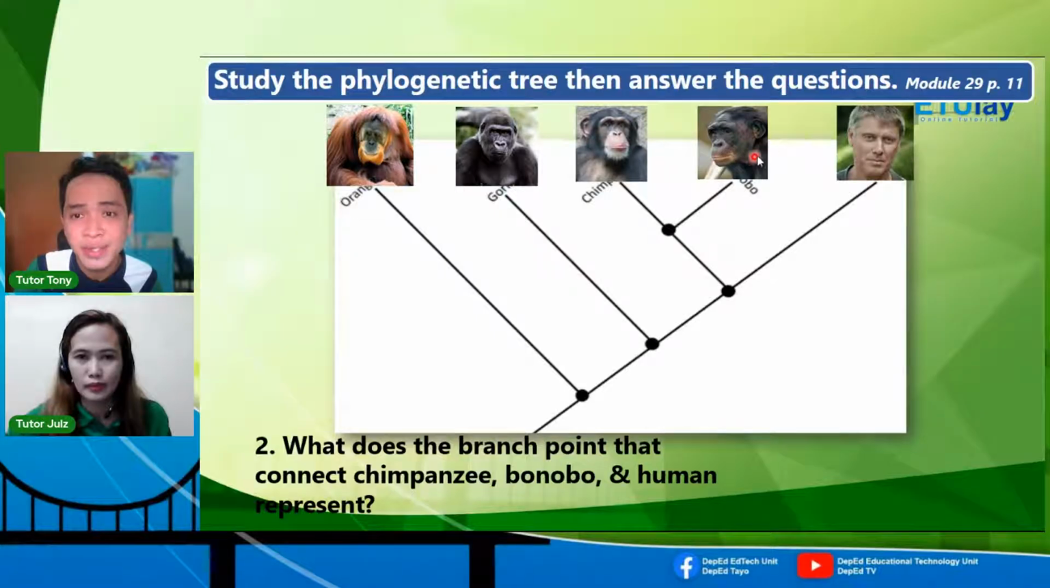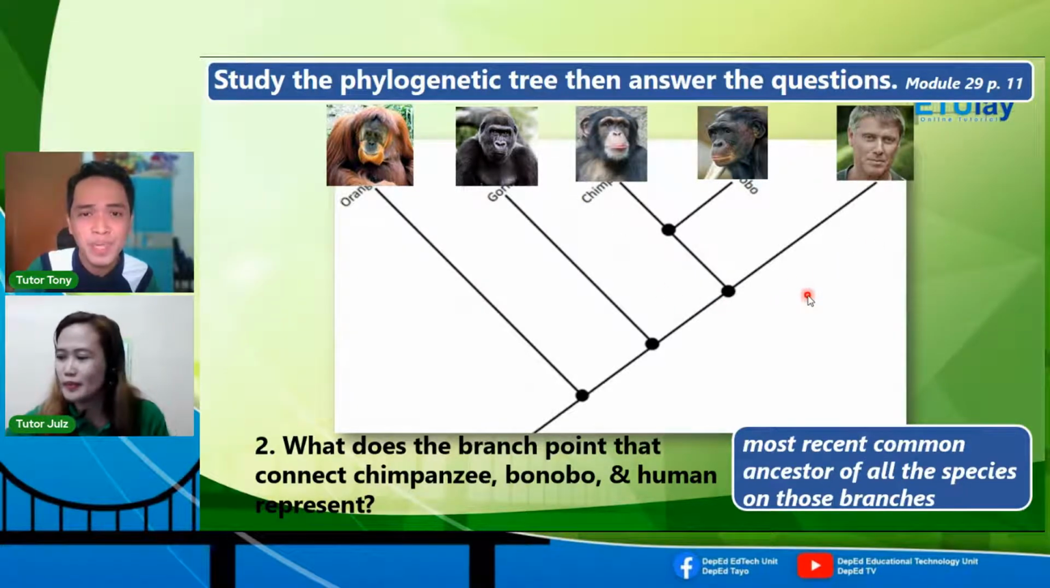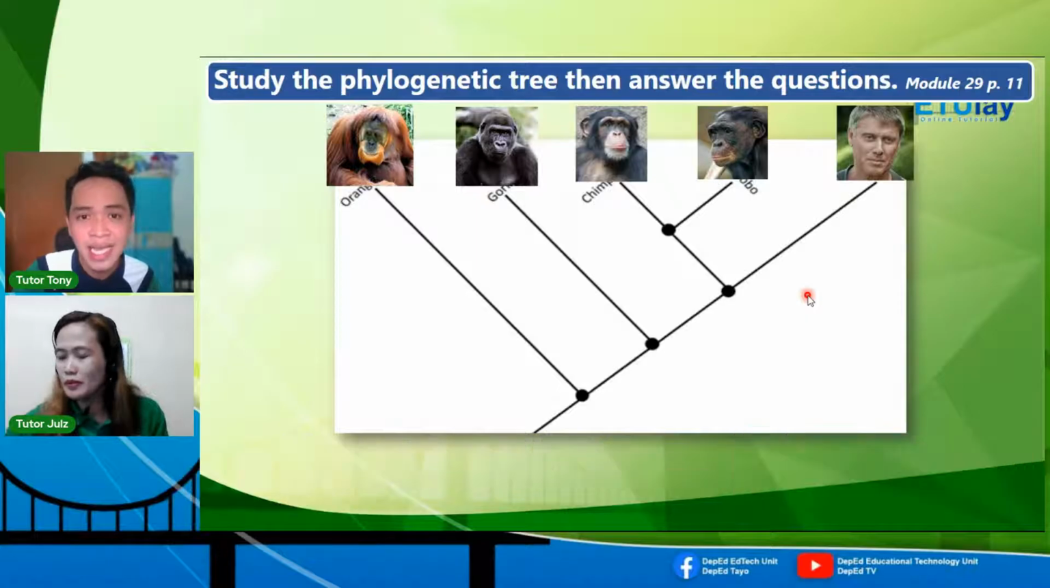So, related si chimpanzee, bonobo, at si humans on a certain branch point. So, ano ibig sabihin nun? Ano nire-represent nun? Ito yung branch point na yun, mga ka-ELS. It represents the most recent common ancestor of all the species or those branches. So, ito lang explanation. Sila lang to. Ito lang part or group na ito. Alright? So, mamaya may question kasi na lahat sila sakop.